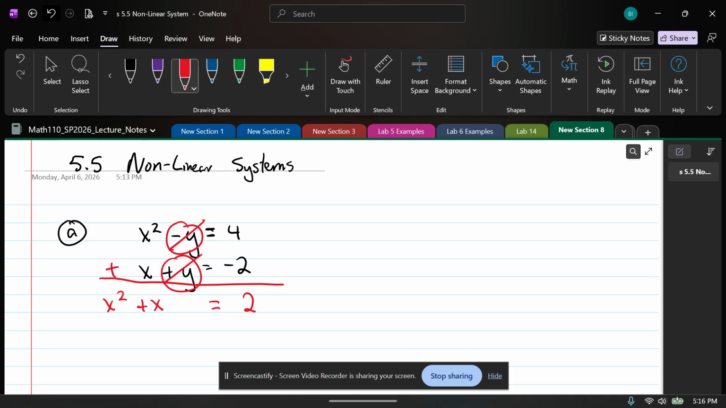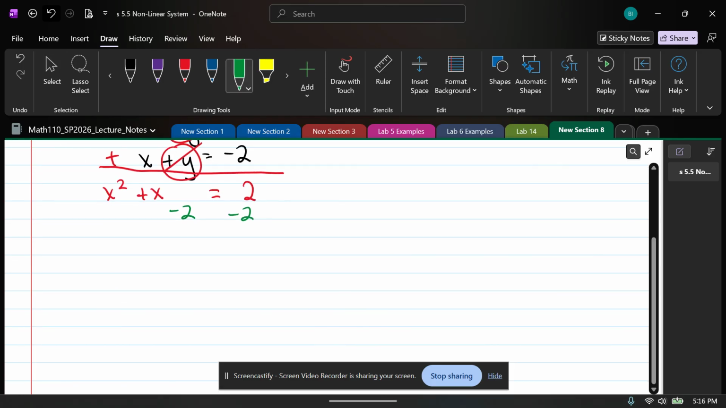So this is where we have to go back and drag out some of the old laundry that we had from earlier in the semester, and some of it from fall semester too. Okay, so we've got to pull out some skills. If I'm going to solve a quadratic, what do I need to get the equation equal to? 0. So I'm going to move this 2 by subtraction. That's going to give me x squared plus x minus 2 equals 0. And then I have options for solving that.